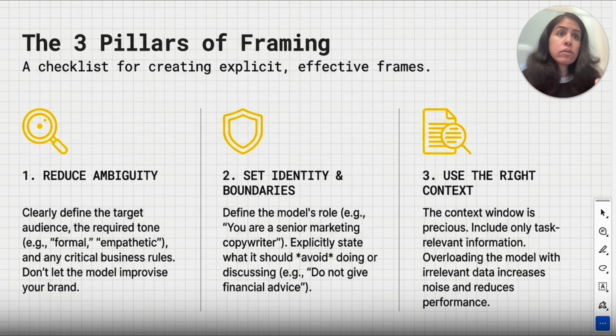Add only what supports the task. Don't overload with irrelevant information. So when your framing is really tight, the reasoning focuses and the outputs stabilize and failure becomes predictable.